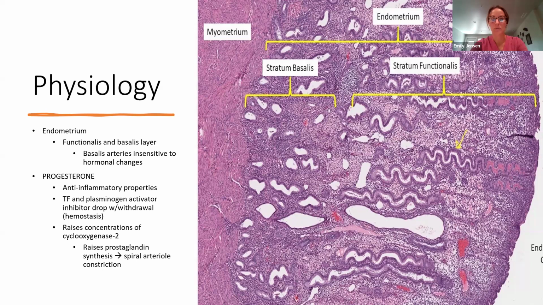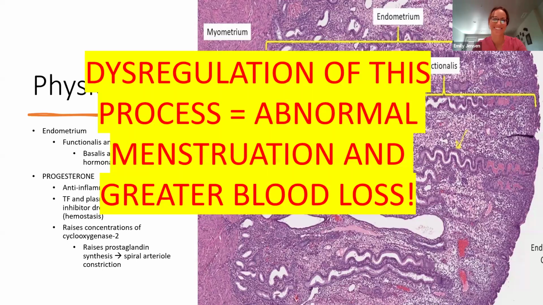So that's going to cause us to lose our hemostasis, and that's going to raise your concentrations of COX-2 and raise your prostaglandin synthesis, and then those spiral arteries are going to constrict, and that's going to cause the death of that tissue and the sloughing off of it. So that's what's going on at a very cellular level. And I put this in just for you: dysregulation of this process can lead to abnormal uterine bleeding and greater blood loss. So just keep that in mind.